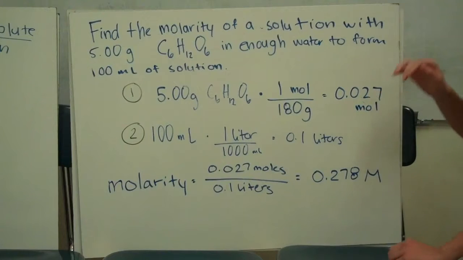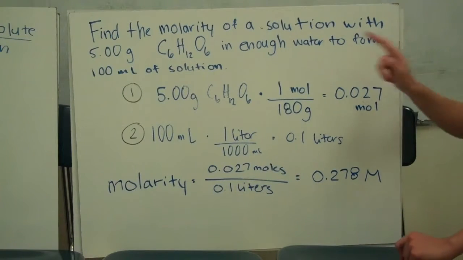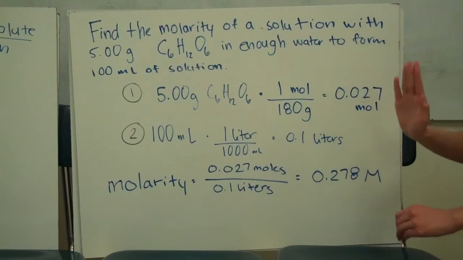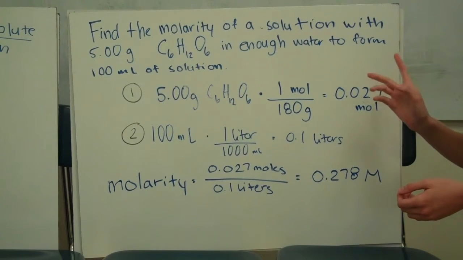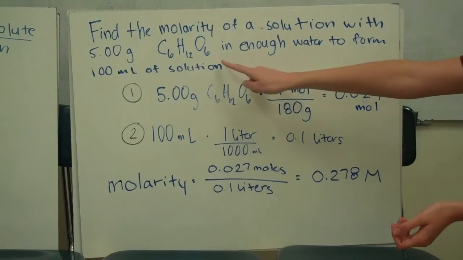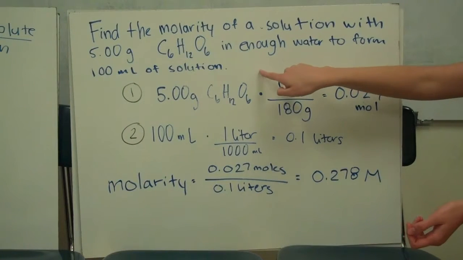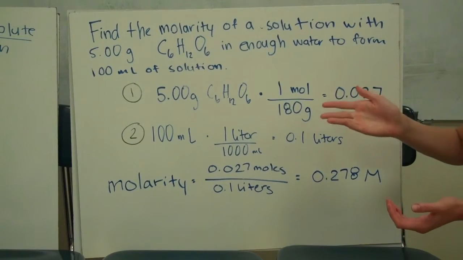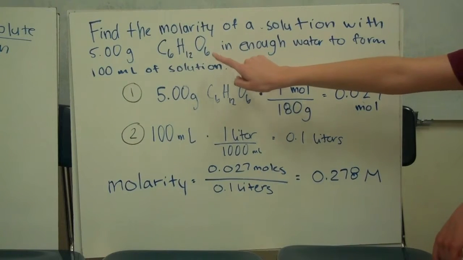So, for example, if you were asked to find the molarity of a solution with 5.00 grams of C6H12O6 in enough water to form 100 milliliters of solution, there are a few basic steps that you would take. First, we have to decide which component of the solution is the solute. C6H12O6 is being dissolved in water to make the solution, so that is most likely the solute, and it's present in the lesser quantity, so we know that would be the solute.